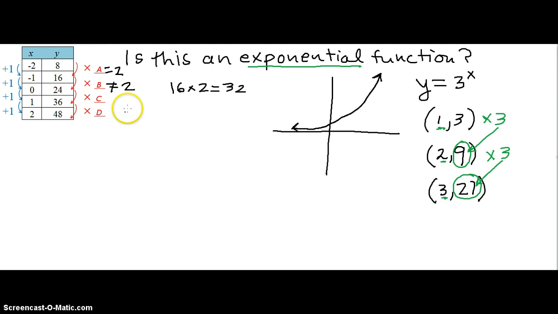So this tells me right now that this cannot be an exponential function because b does not equal 2. And we have to multiply by the same number every time. Just like here, we multiply by 3 each time. So that answers our question. Is this an exponential function? Nope, it is not.